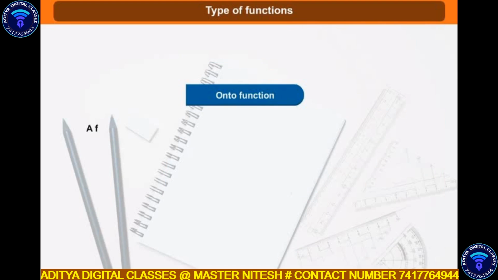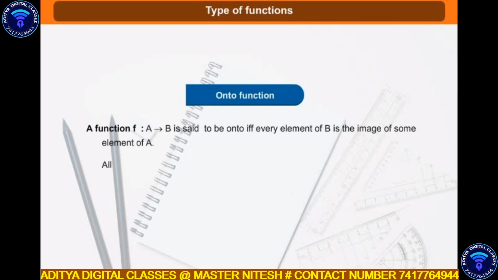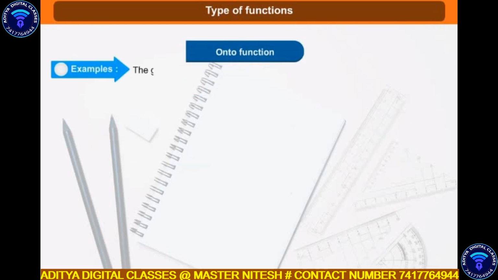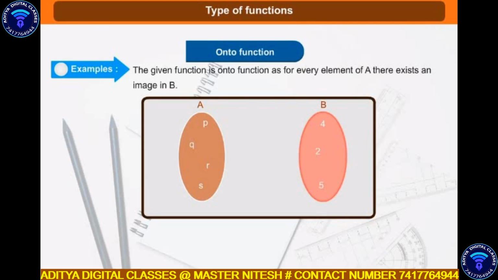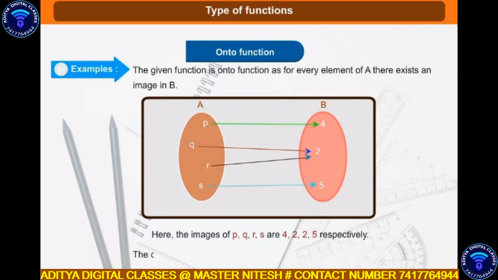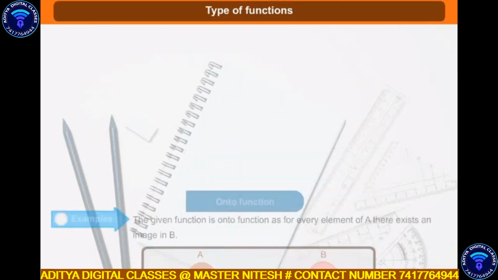Onto function. A function f in which A changes to B is said to be onto if and only if every element of B is the image of some element of A. All elements of B are used. For example, the given function is an onto function as every element of B is the image of some element of A. Here the images of P, Q, R, S are 4, 2, 2, 5 respectively. The onto functions are also called surjective functions.